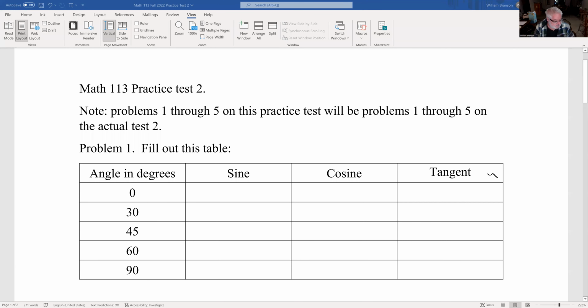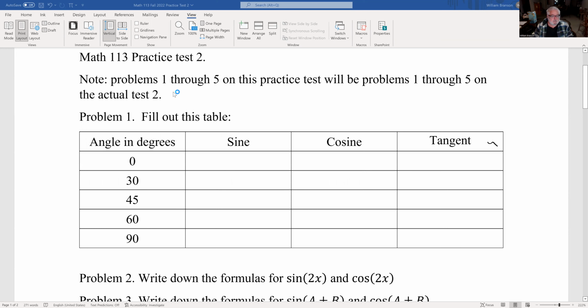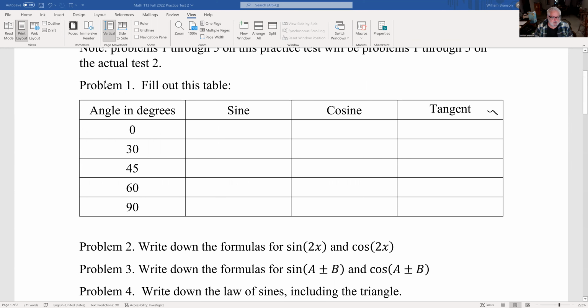Okay, so these are going to be the solutions to the second practice test. I strongly encourage people to work through this before they look at the solutions, but if you're stuck, that's okay. Problems 1 through 5, the first 5 problems, will be the first 5 problems on the test, right? These are memorization things you really need to know when you leave this class. So fill out this table.